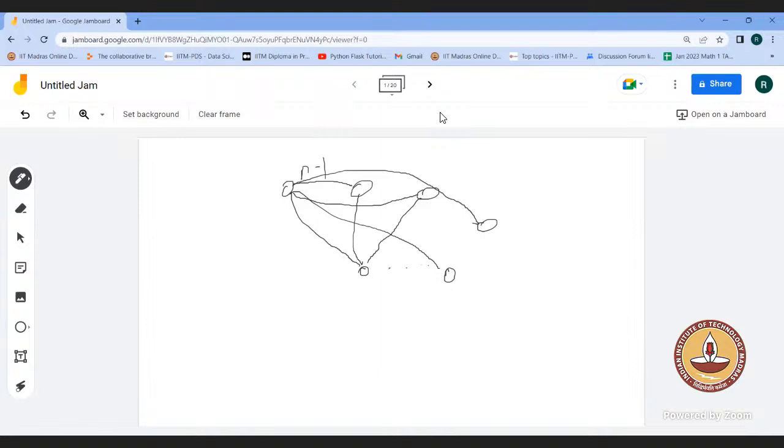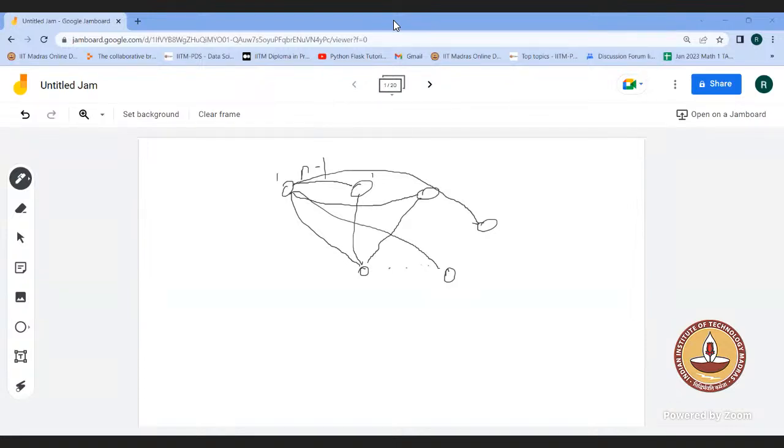That's what they're saying. So we can see that every edge contributes 2 degrees, right? So this edge contributes 1 degree here and one more degree here, right? So every edge contributes 2 degrees. Therefore, if you add the total number of degrees of all the vertices, it will be an even number, right? So everyone got this point? Yes, sir.